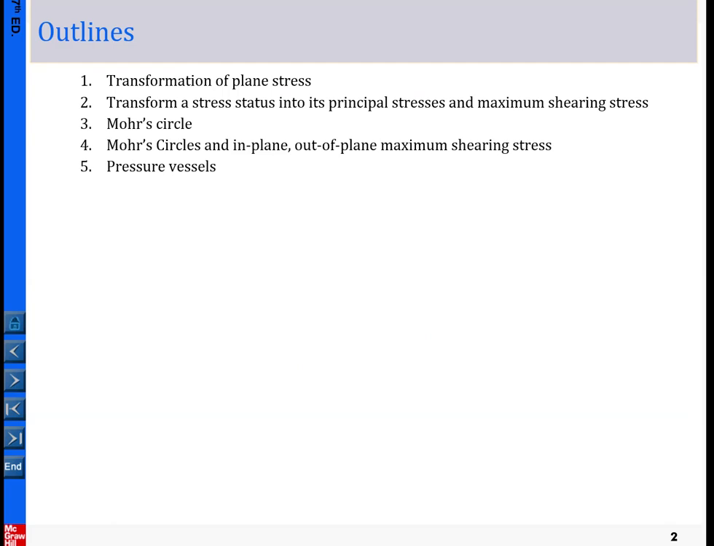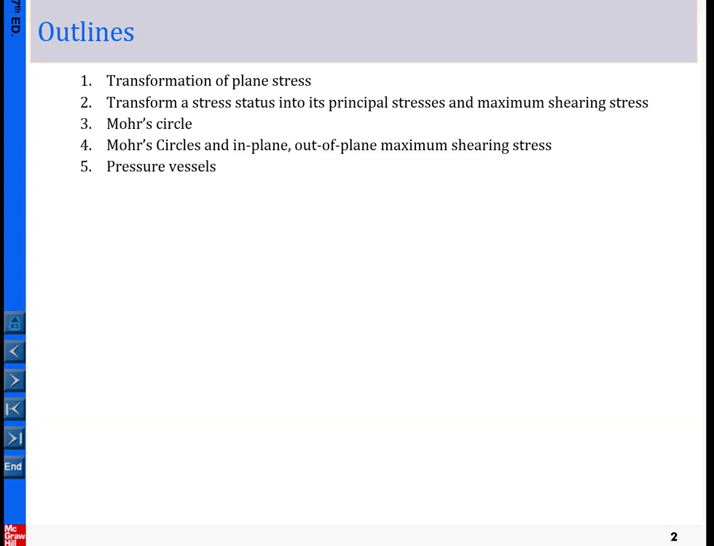chapter. So, the outline: in this chapter, I'm going to have five little sections. The first one is about the transformations of plane stress, in which two terminologies, transformation and plane stress, are going to be explained. Then the second one, we're going to talk about the principal stresses, which is another terminology, and the maximum shear stress, and that will give you detailed explanations.